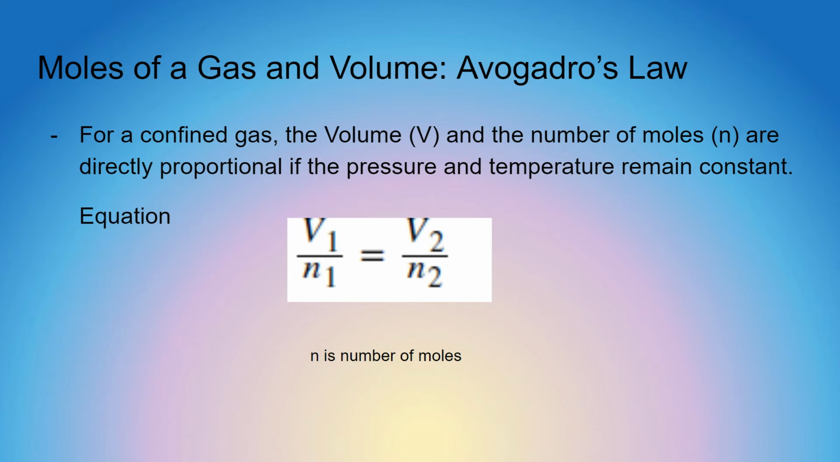So yet again, you need to be able to reorganize this equation to solve for N2 or V2. V2, if you want to write this down, is going to be equal to V1 times N2 over N1. N2 is going to be equal to N1 times V2 over V1. So those are two other equations that you could have written in your notes to help you out with Avogadro's law.